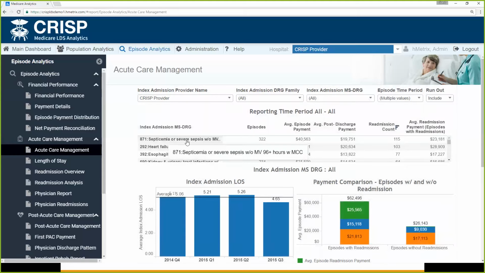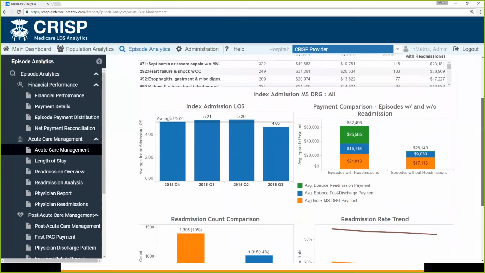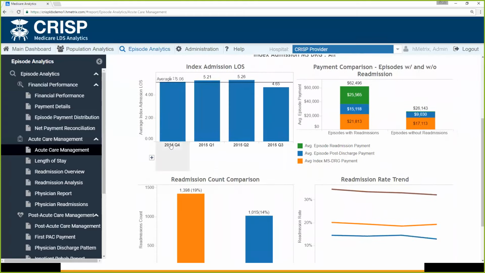So we see septicemia for this demo hospital has the largest number of readmissions and a very large number of episodes also. Then down below, we have a chart for the trend of the length of stay. In this case, we see that the hospital's length of stay is pretty constant. It looks like it might have gone down a little bit in the third quarter of 2015.